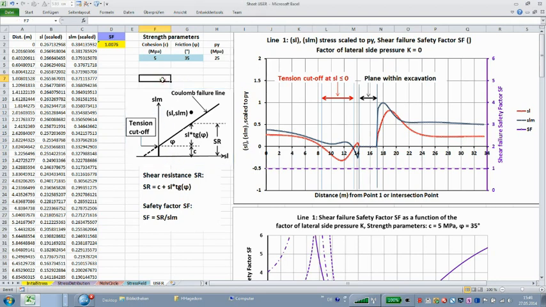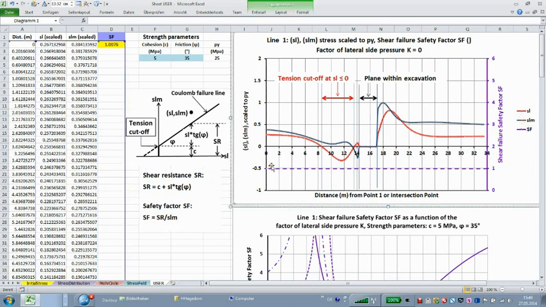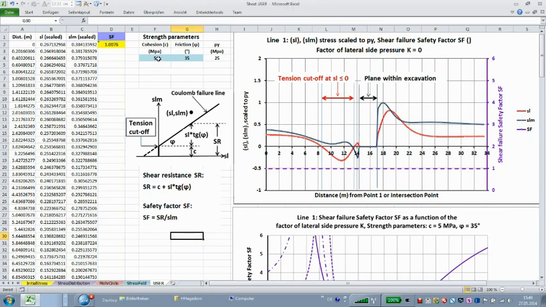for Mohr's circle. The safety factor SF regarding shear failure can be expressed as SF equal to shear resistance SR divided by the shear stress SLM, in which a safety factor SF less than or equal to 1 means shear failure. The values for the cohesion C and the friction angle phi have to be entered in this input form. Py is provided by the program in cell H4.